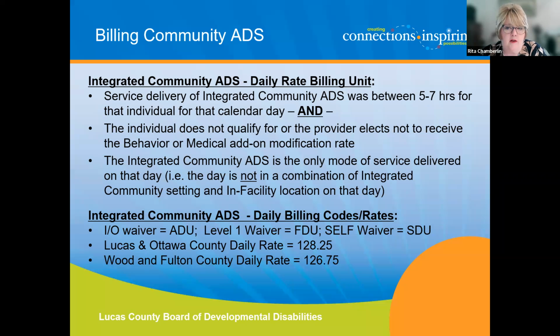The first letter of the billing code is always the type of waiver that the individual has. So those of you that do billing know that if somebody's on an IO waiver, it always starts with an A. A Level 1 waiver always starts with an F. But the D means that it's that community integration ADS, and the U means that it's a daily unit. Again, I put on here what the rates are for the different cost of doing business categories. If that service is being delivered in Lucas and Ottawa County, your daily rate is going to be $128.25. If it's Wood or Fulton County, your rate's going to be $126.75. So you can see it's a little bit different on the smaller counties. Okay, you can go ahead and go to the next slide, Jennifer.